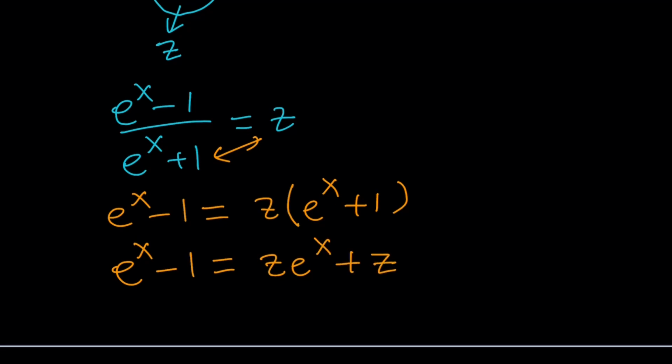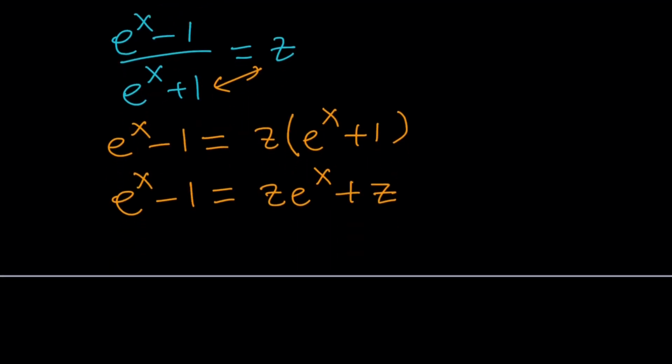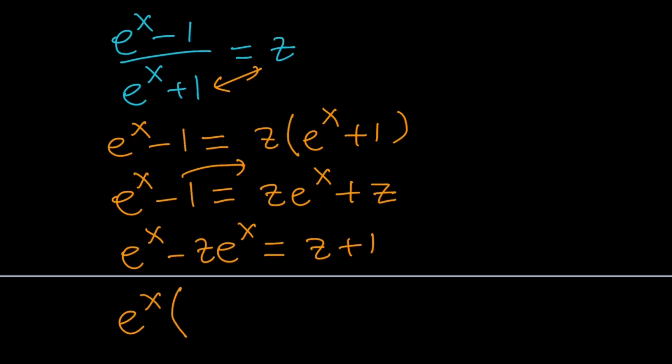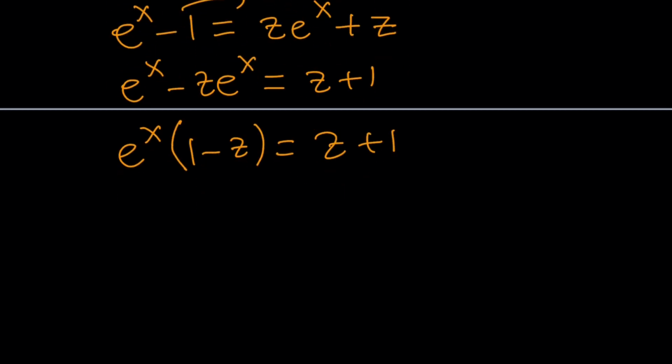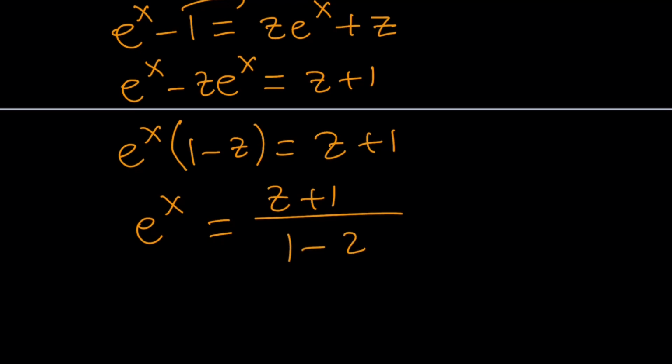Remember, our goal is to solve for e^x. So let's put the e^x terms on the same side. In this case, it will be better on the left hand side, because negative 1 will be positive on the right hand side. So subtract z e^x and add 1, and then factor out e^x and divide by 1 minus z. And this gives you e^x in terms of z.